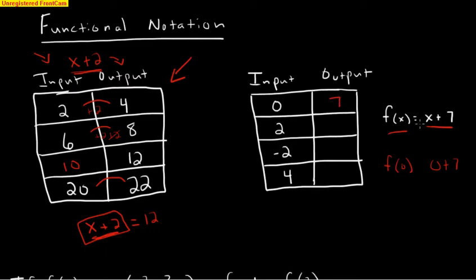If f of x is x plus 7, what is the value of f of 2? What that's really saying is put 2 in for the x. 2 plus 7. The output would be 9. If f of x is x plus 7, what's f of negative 2? Put the value in there. Negative 2 plus 7 would be negative 5. And finally, if f of x is x plus 7, what is f of 4? Well, 4 is the input. Well, 4 plus 7, then the output would be 11.